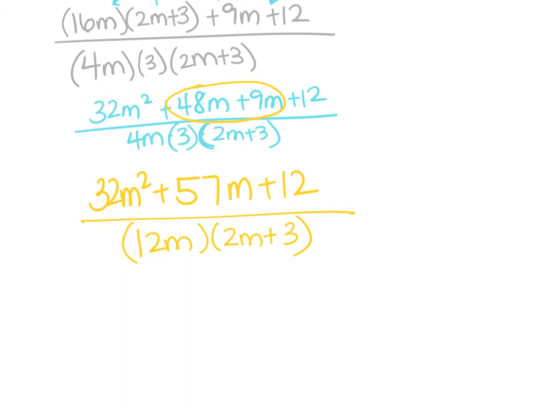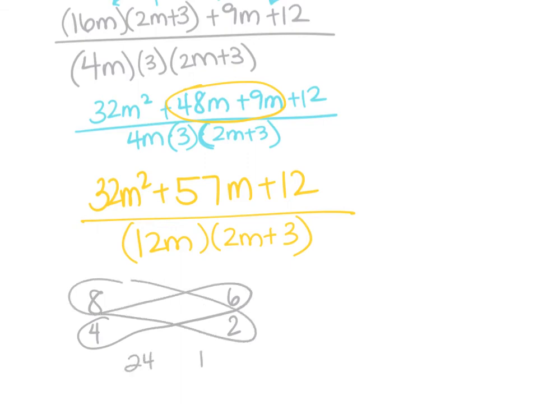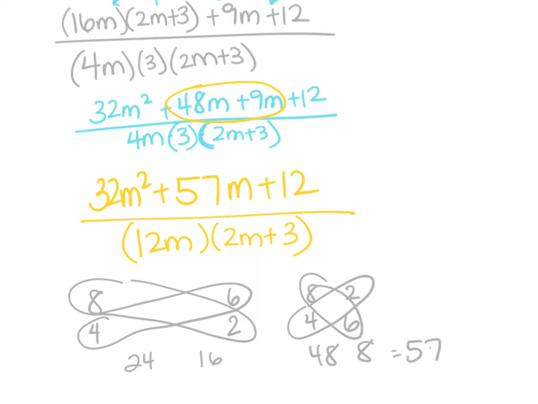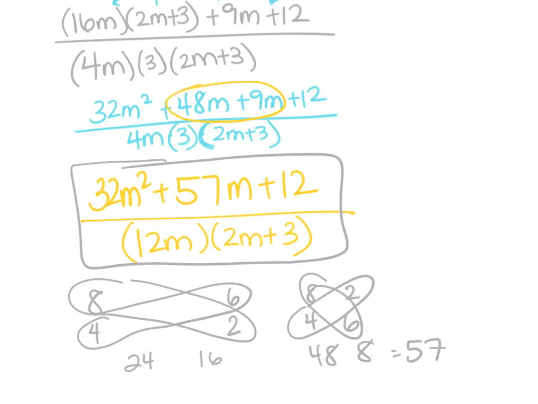So 8 and 4 make 32, and 6 and 2 make 12, so 4 times 6 is 24, and 8 times 2 is 16. Let's try that again the other way. So I have 48 and 8, and 48 plus 8 equals 56, but not 57. So this is actually my answer, and I am done.